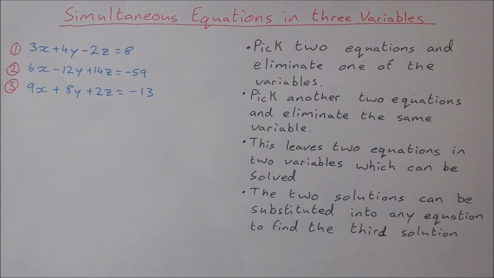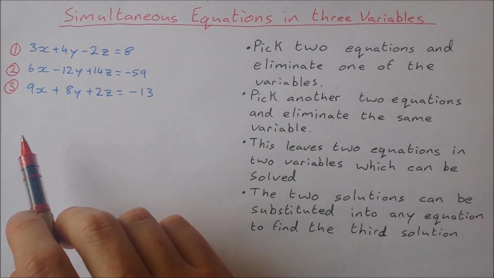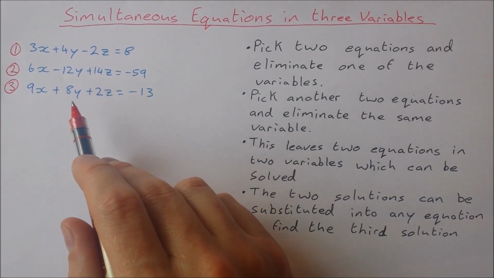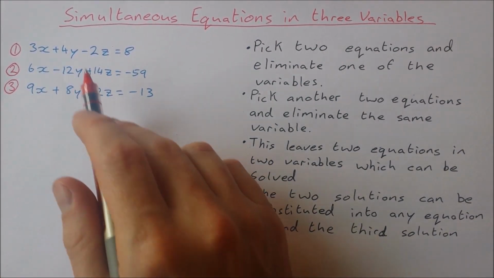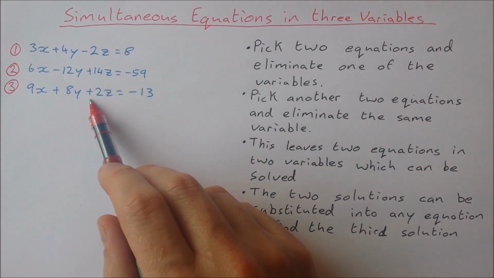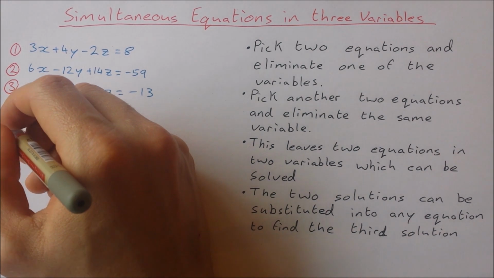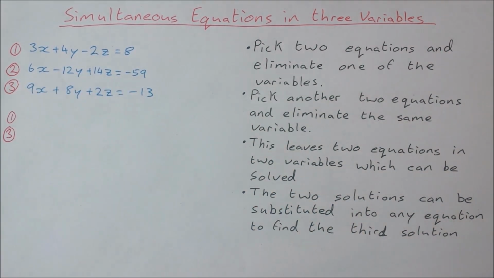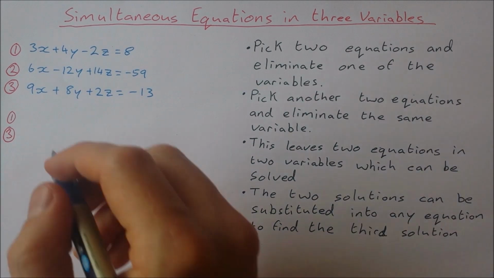So what I'm going to do over here, the first two equations that I'm going to pick, I'm going to have a look and see, are there any variables that already have opposite coefficients? And I can see I have minus 2z and plus 2z. So I'm going to choose equation 1 and equation 3, and I'll be able to eliminate z straight away.